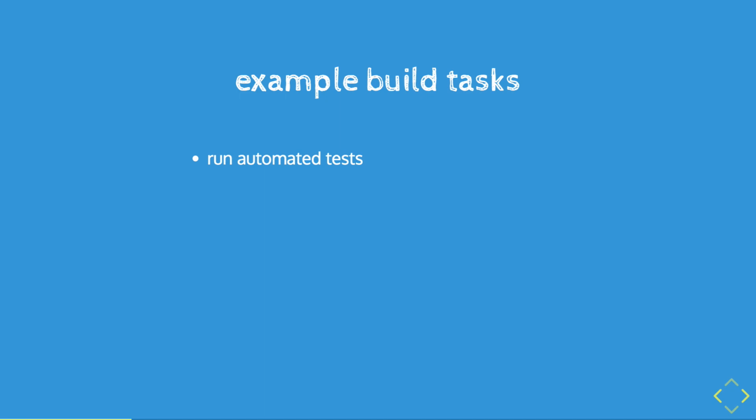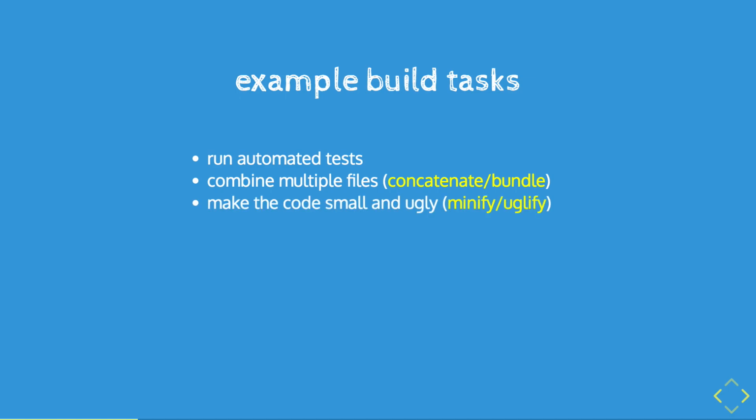Okay, so some example build tasks. We run automated tests, combine multiple files together, which is concatenate or bundle. We can make the code small and ugly, which is minify and uglify. We can save the result somewhere, which is to build a deployable artifact if that's needed.